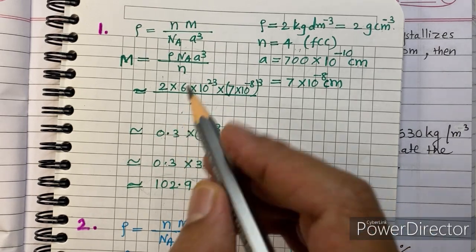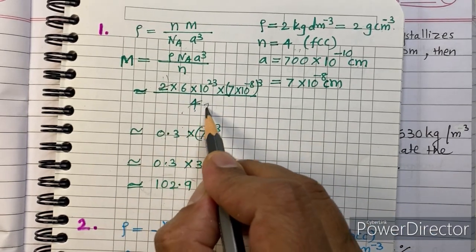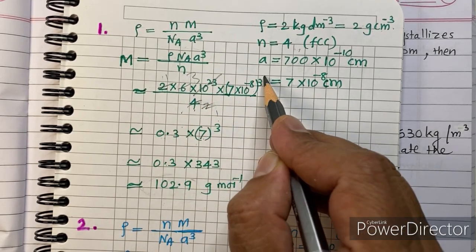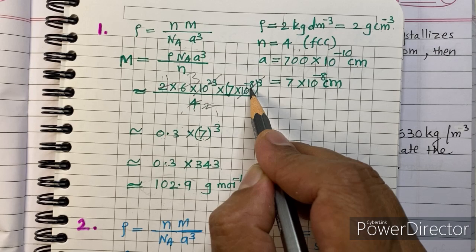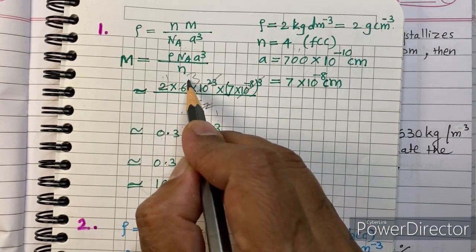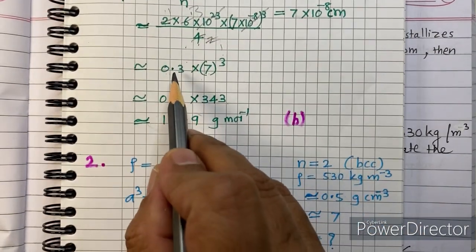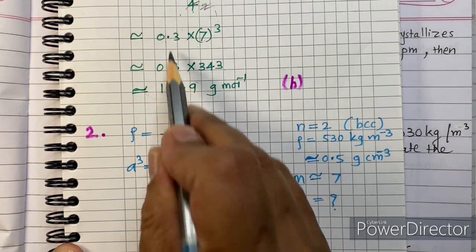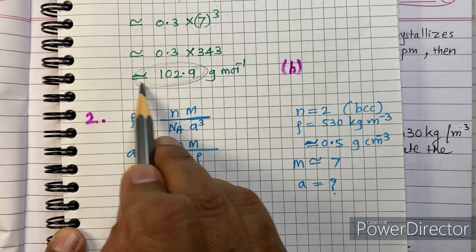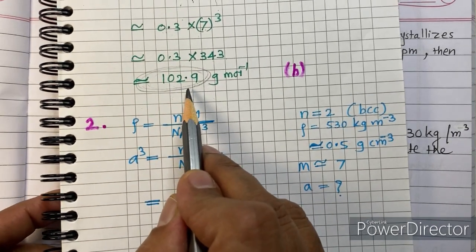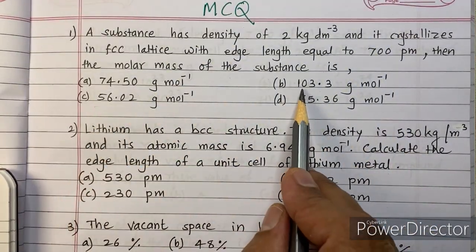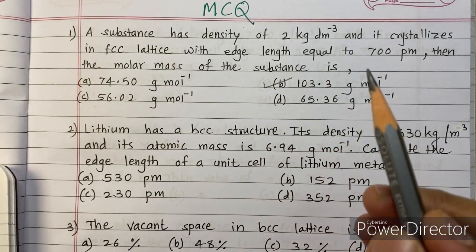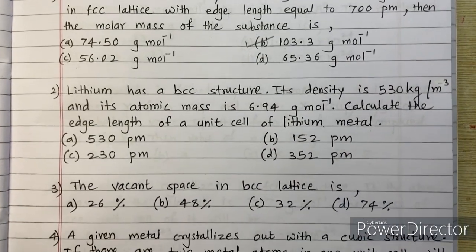Now, for calculation, see this, 2 to the 4, then this 3, this 23, and this minus 24 cancelled out, minus 1 is remain, becomes 0.3. Therefore, this is a 0.3. Okay, into 7 cube. 7 cube is this one, into 0.3. The answer approximately 103. Therefore, see here it is a 103. Therefore, option B.